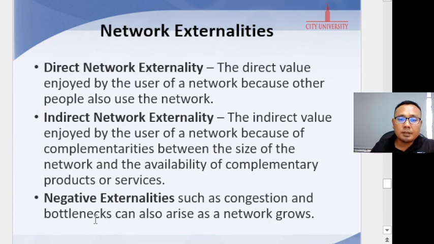So direct network externalities are a direct value enjoyed by the user of a network because other people also use the network. This is what we call direct network externalities. Indirect network externalities are the indirect value enjoyed by the user of a network because of complementarities between the size of the network and the availability of complementary products or services. And negative externalities, such as congestion and bottlenecks, can also arise as a network grows.